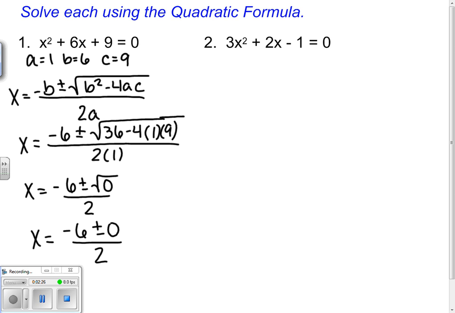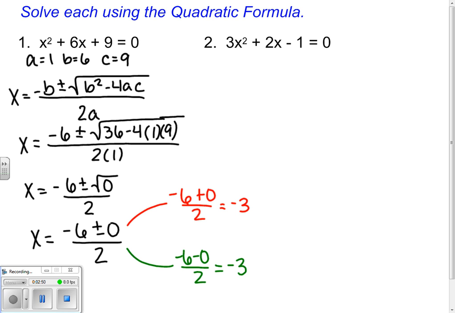I usually have at this point students make two statements. One of them is negative 6 plus 0 over 2, and the other one is negative 6 minus 0 over 2. I'm going to do the one in green first, only because that's the marker I have in my hand. Negative 6 minus 0 is negative 6, divided by 2 is negative 3. For the red equation, negative 6 plus 0 is negative 6, divided by 2 is negative 3. So this one, both answers are the same. We talked about that being called a multiplicity. Number 1 has two roots, negative 3 and negative 3, with a multiplicity of 2.